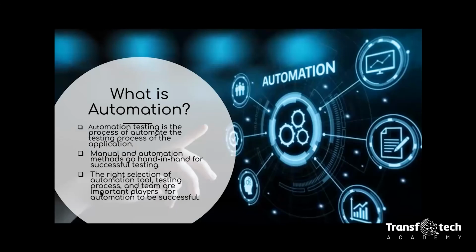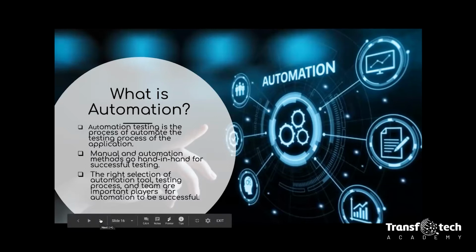First, I'm going to explain the most important part, what is automation. Automation testing is a software testing technique to test and compare the actual outcome and the expected outcome. This can be achieved by writing test scripts or using any automation testing tool. And of course, automation tools, testing process, and teams are very important players for automation to be successful.